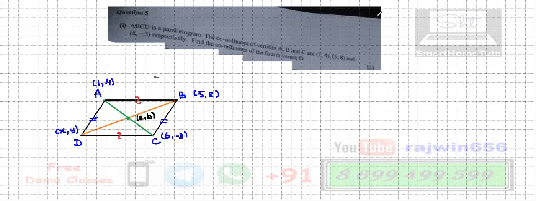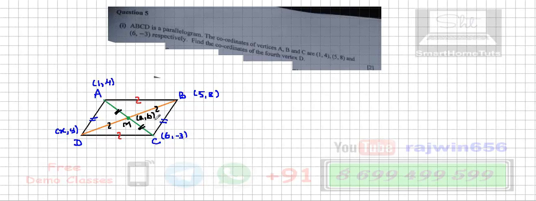When you say the diagonals of a parallelogram bisect each other, it means suppose this point is M, then AM will be equal to CM and DM will be equal to BM. It means M is going to be the midpoint of diagonal AC as well as diagonal DB or BD. So straight away I'm going to use the midpoint theorem. First I will use it for diagonal AC. From that I will get the values of A and B.